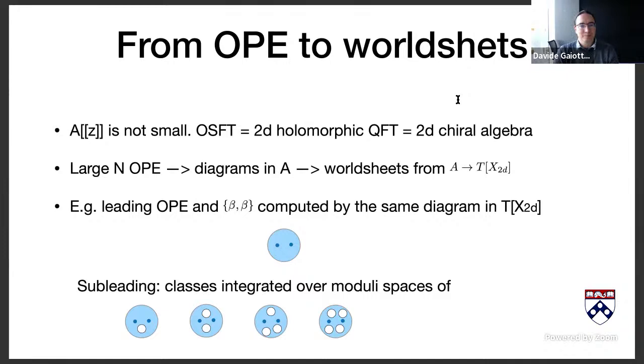So I can try to do this calculation in a specific example like C2, where X is C2 or C2 mod gamma. But in practice, you find that a lot of the calculations proceed in parallel. And so it seems pointless to do it example by example. Maybe it feels more natural to just do it in full generality. So I would like to say these classes integrated on the moduli space of Riemann surfaces with boundaries on this side equal these other classes integrated on the moduli space of Riemann surfaces without boundaries.